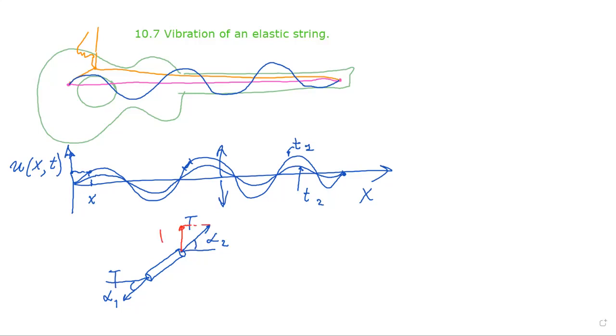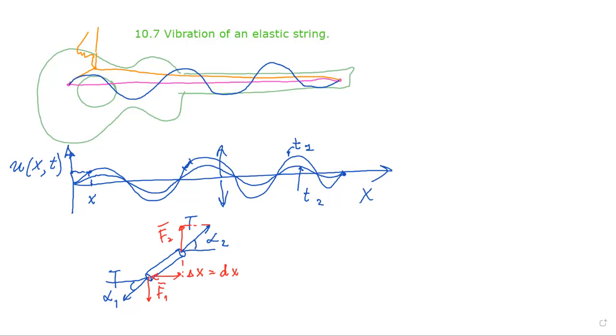I'm going to label this as force 2, okay? And this projection is going to be force 1. Force 1 goes down, force 2 goes up, right? The piece of the string which I'm considering is going to have length, this distance, called delta x, or the same as dx, okay?